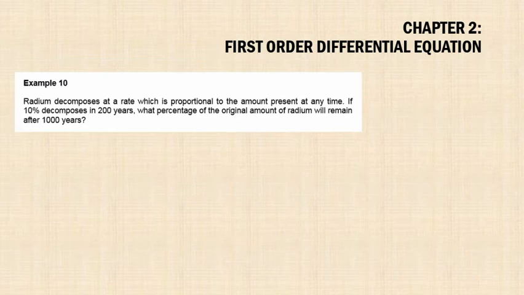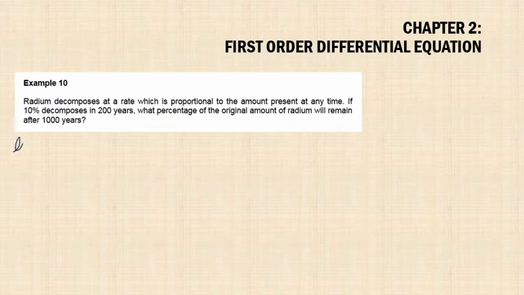Okay, now we look at example 10. Radium decomposes at a rate which is proportional to the amount present at any time. If 10% decomposes in 200 years, what percentage of the original amount of radium will remain after 1000 years?